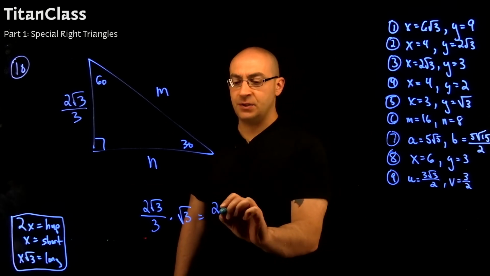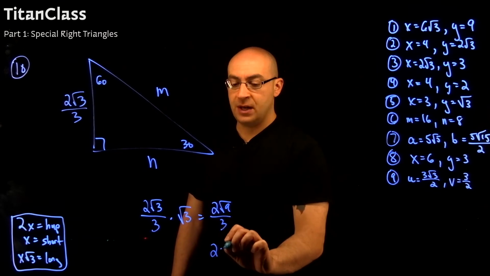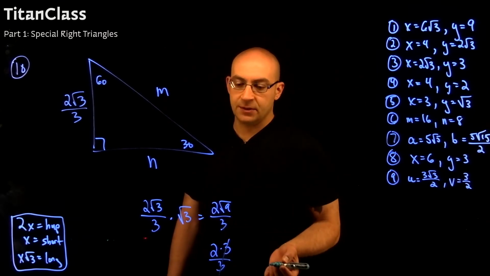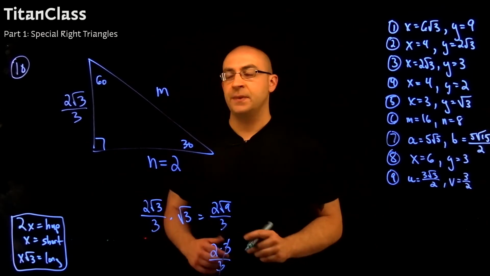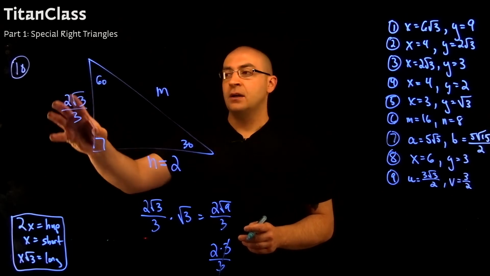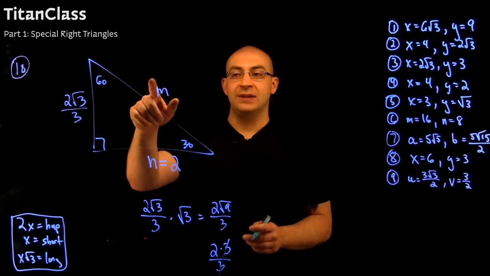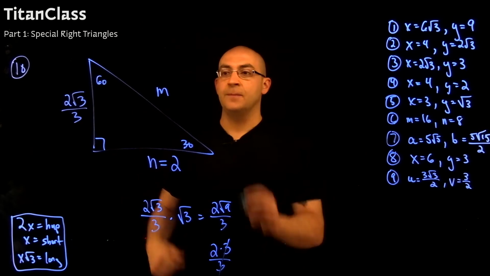This is going to give us 2 root 9 over 3, or 2 times 3 over 3, which is 6 over 3, which is just 2 because the 3's cancel. So the long leg measurement is just 2. Now, the hypotenuse, let's go back to x here, right? If x, all I need to do is multiply that by 2 to get the hypotenuse, all I need to do is multiply this 2 by 2.